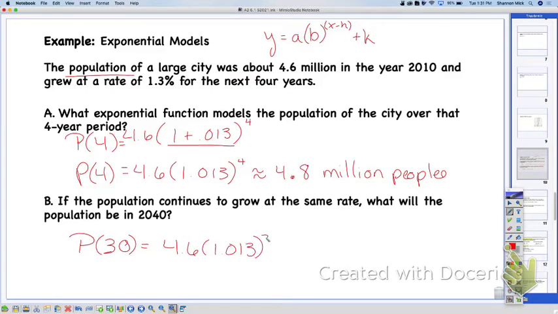Does anyone have their calculator out? 6.8 million people. What city is this?